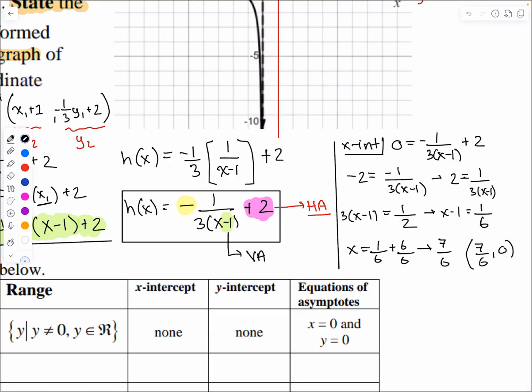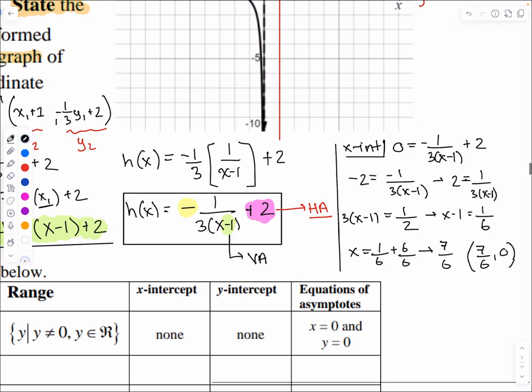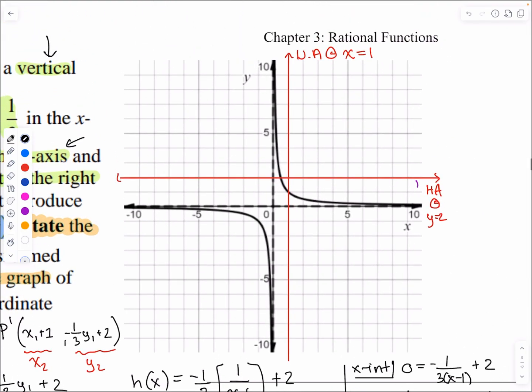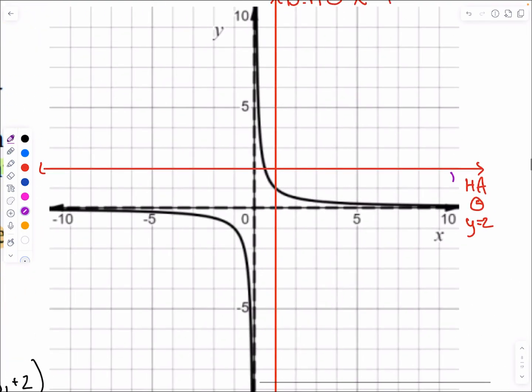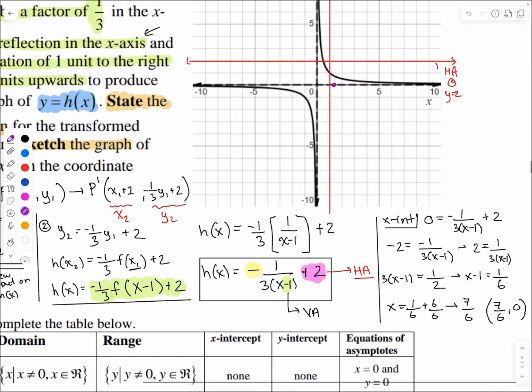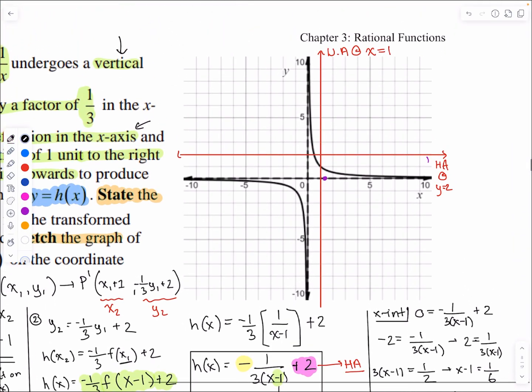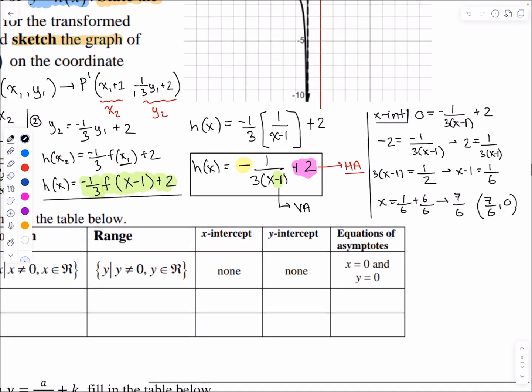So let's plot that point. So it's like 1 and 1/6 and a y value of 0. So that's going to be 1 and 1/6. So that's like right here. Okay, we got the x-intercept here. Let's complete the y-intercept next. Let's just do that just below.